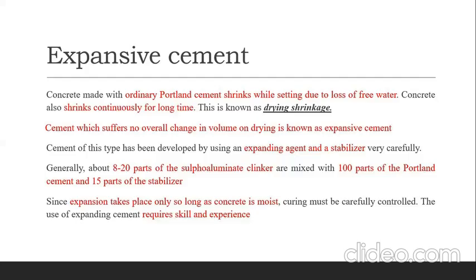So 8 to 20 parts of sulfo-aluminate clinkers are mixed with 100 parts of Portland cement and 15 parts of stabilizer, so that this expansive media will be uniformly mixed throughout the cement. Once you mix this expansive cement with water, drying shrinkage will not be seen. In the case of this expansive cement also, you do not require any skilled labor. Conventional masons are more than sufficient to use this type of cement for end user applications.